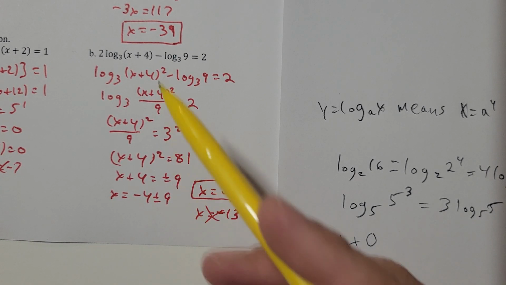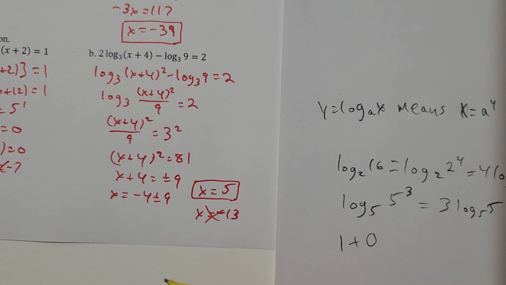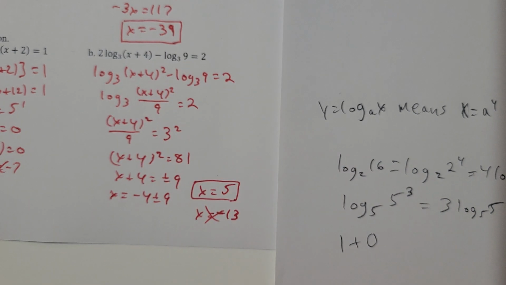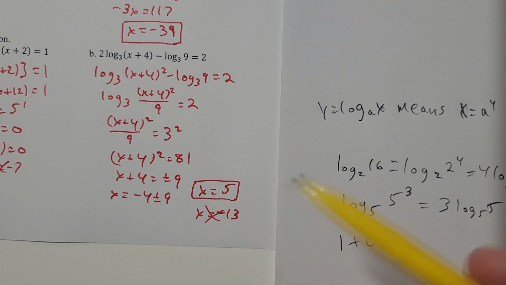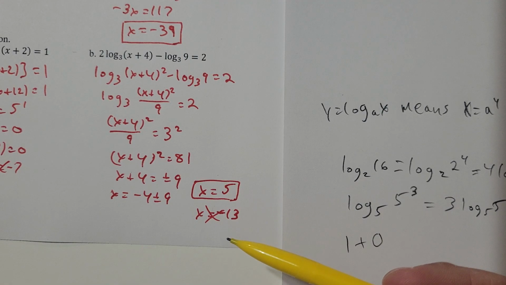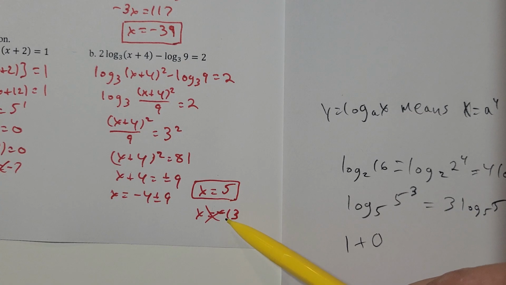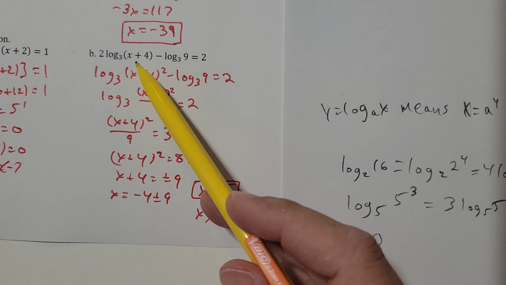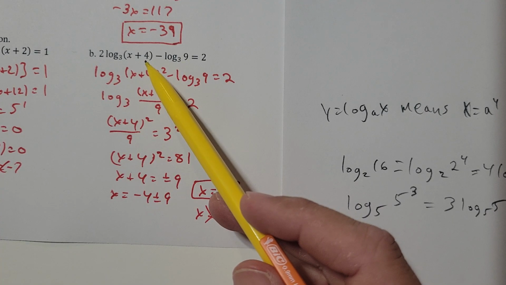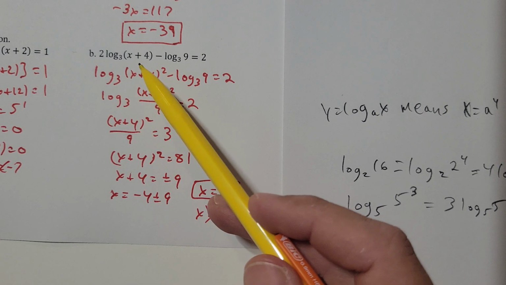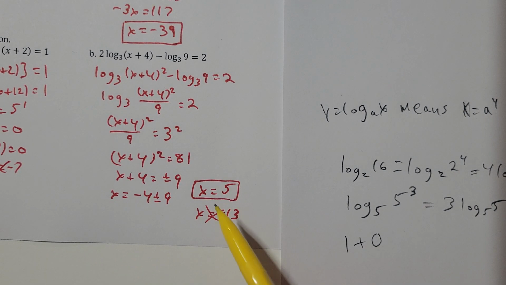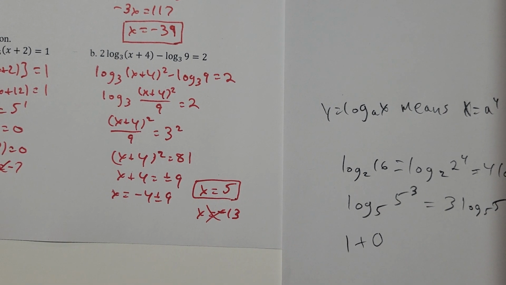So let's go ahead and plug those numbers back into the original equation. By the way, always plug the numbers back into the original equation, not anything that's been simplified beyond that, because you may have a true statement at that point. But this is the original equation. So let me plug in negative 13 there. Negative 13 plus 4 is negative 9. I can't take a log of a negative number. So negative 13, that would be an extraneous solution. Throw that number away. That's no good.